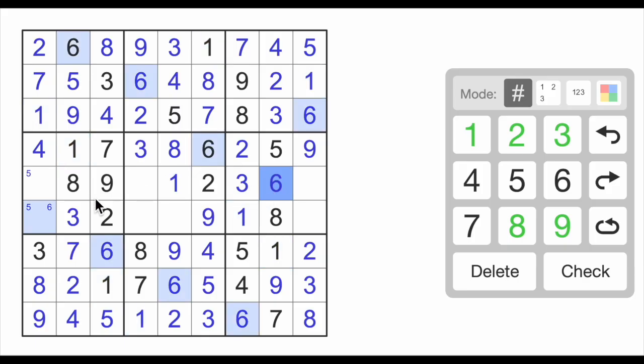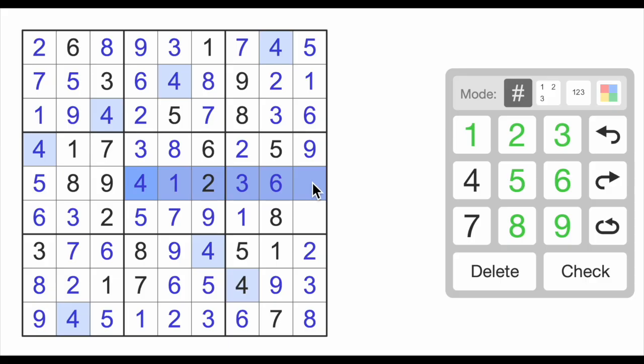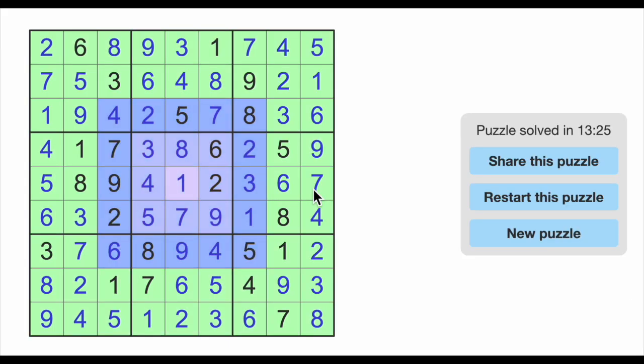Oh, because of this 6, here's 5, and here's 6. The last number of this column is 7. These are 4 and 5, so 5 gives me 4, 5, 4 gives me 4 here, and this will be 7.